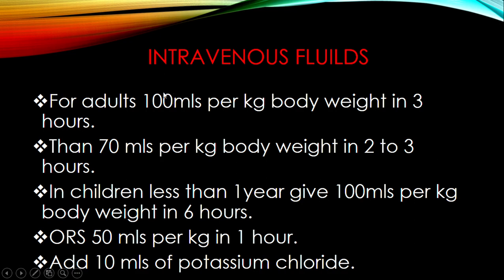For adults, we are going to give 100 ml per kg body weight in the first 3 hours. Then we are going to give 70 ml per kg body weight in the next 2 to 3 hours. So in children less than 1 year, we are going to give 100 ml per kg body weight in 6 hours. So that's for the intravenous fluids, which are Ringer's lactate or normal saline or 5% dextrose.